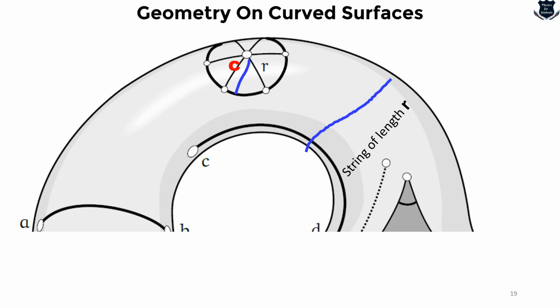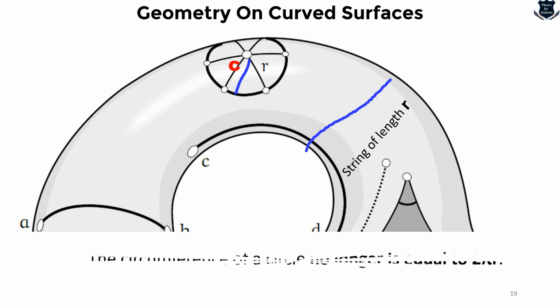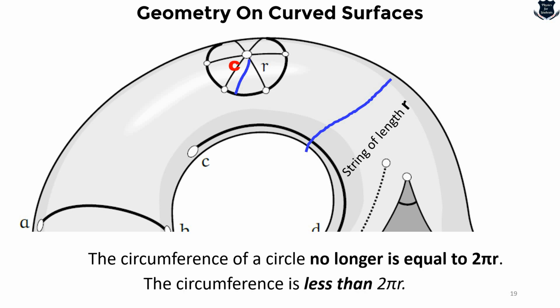But just as the angles of a triangle in this non-Euclidean geometry no longer sum up to pi, so now the circumference of the circle will not equal 2 pi r. In fact, for this circle which I am showing, the circumference is less than 2 pi r.